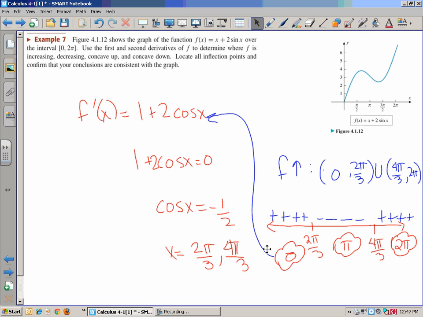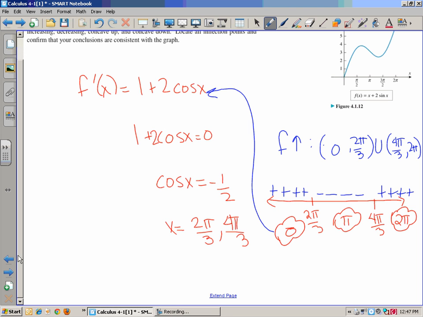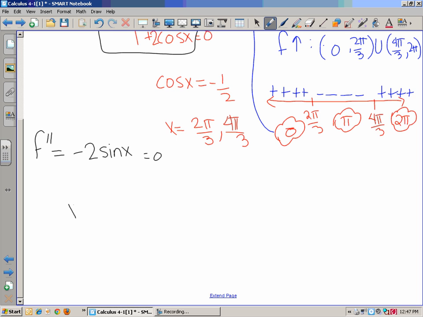Okay, the next thing I need to do is the second derivative. So I'm going to take the derivative of my first derivative, and I'm going to get negative 2 sine x, and I want to set that equal to 0. And that's going to happen where x is 0, pi, and 2 pi. So I'm going to sine chart it, 0, pi, and 2 pi.